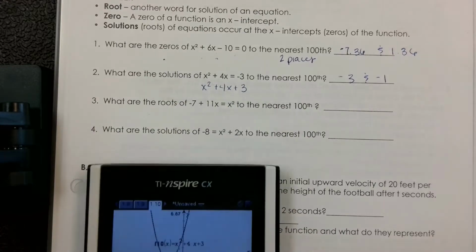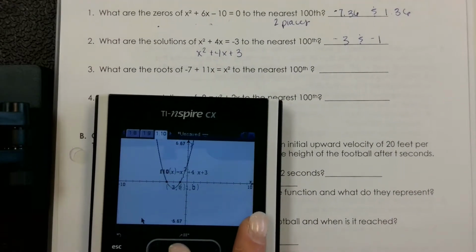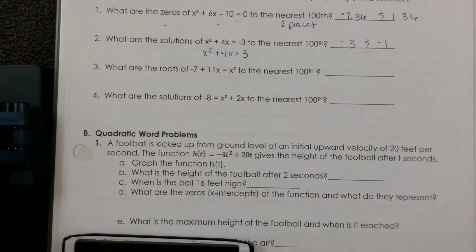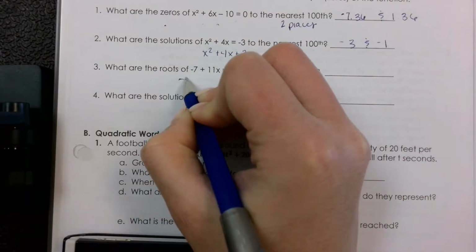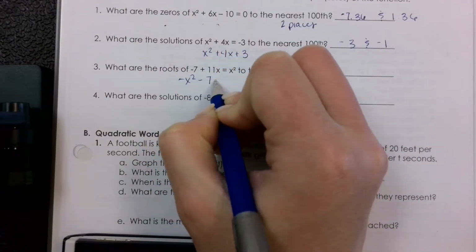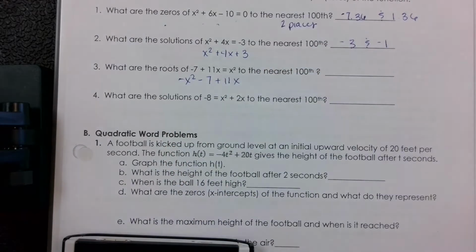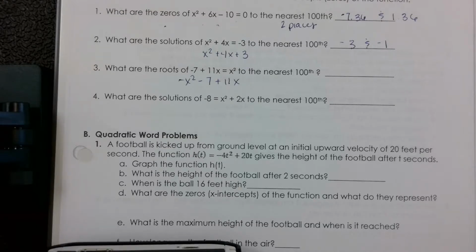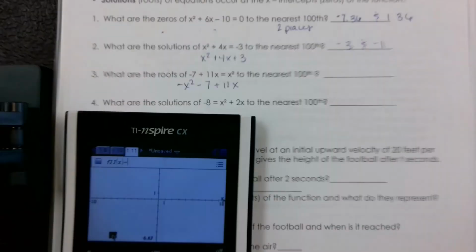So, for number 3, we want to know the roots. What are you going to have to do first before you find those roots? You can move the x squared over. You can move the other stuff over. Doesn't matter a whole lot. So we're going to say negative x squared minus 7 plus 11x. That's what you could type in your calculator. Is that the order that we like it in, usually? No. Does it matter for your calculator? No. It'll do it however you give it to it. So it'll be fine there. Yeah, so we'll just go to a new graph, type that in, find our zeros. We'll be good to go.